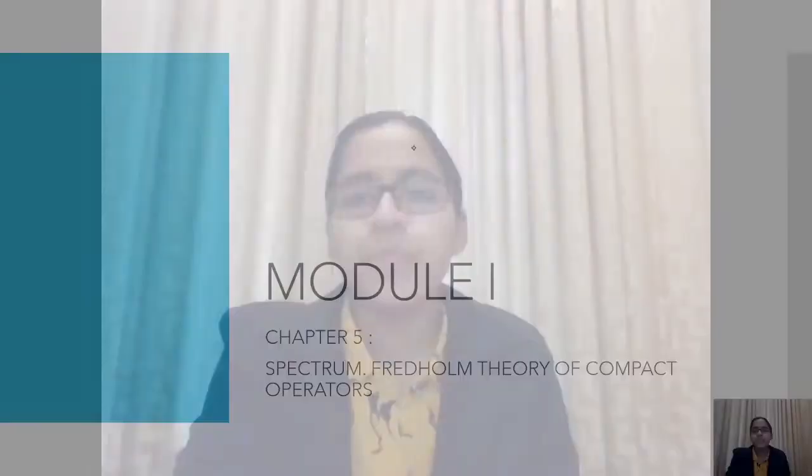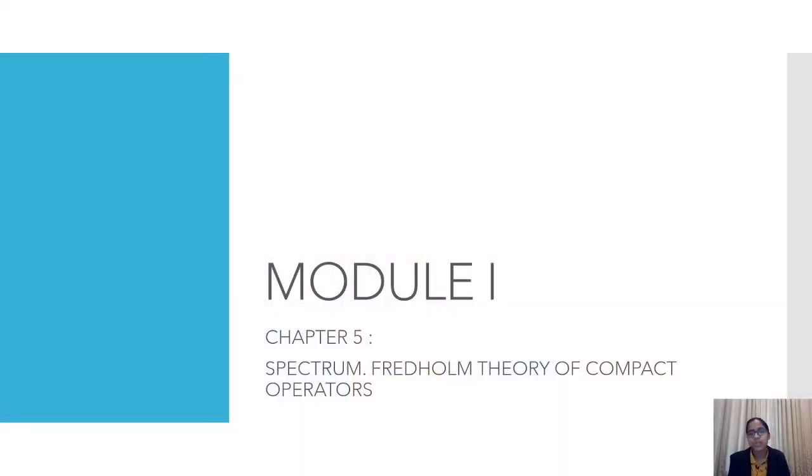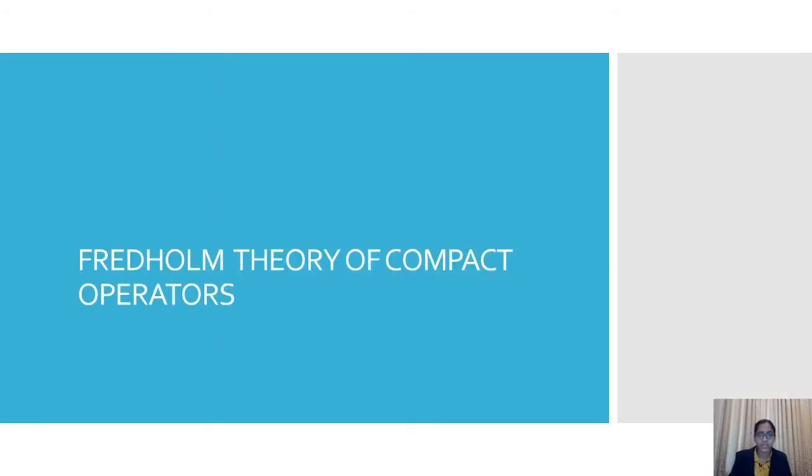Let us continue with our module 1 and chapter 5, spectrum and Fredholm theory of compact operators. In the previous lectures we had discussed what the spectrum of an operator is, and in this lecture we are going to begin with the Fredholm theory of compact operators. Before going into the Fredholm theory, we are going to discuss a few lemmas and propositions.